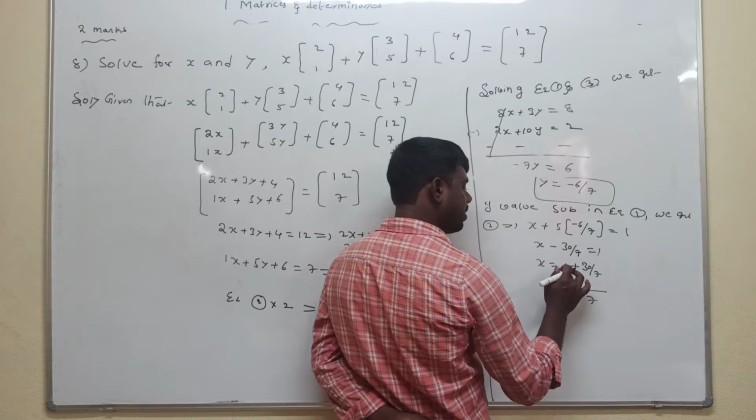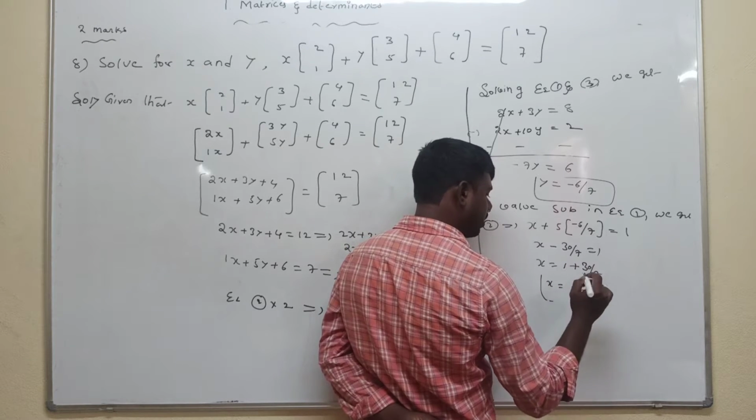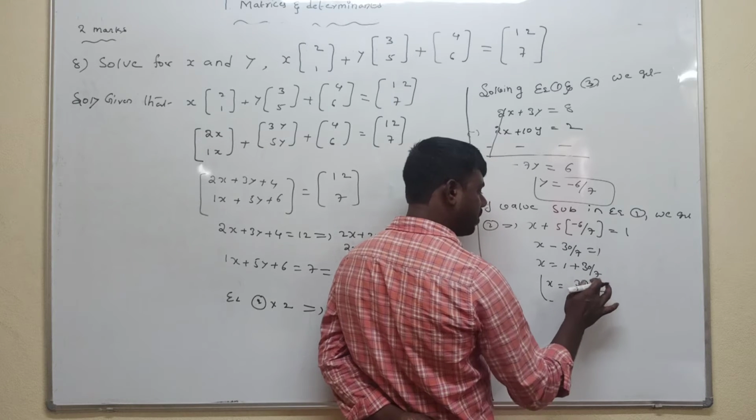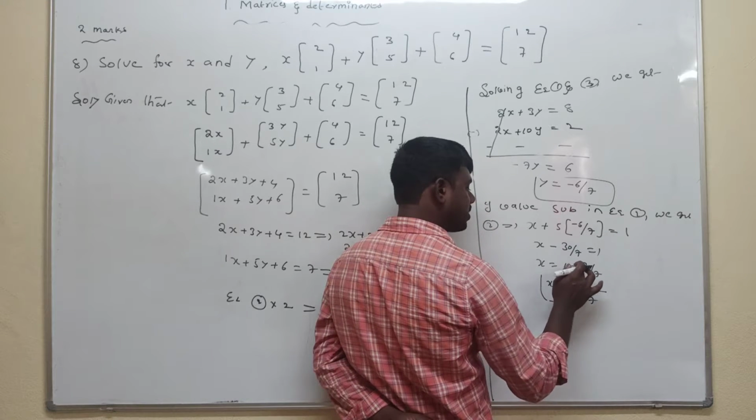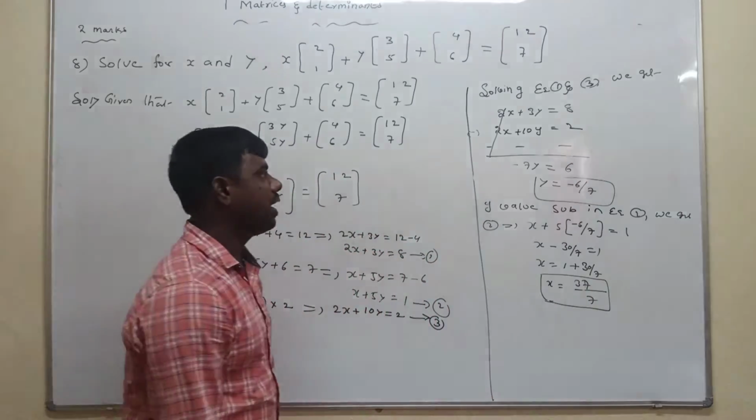7 into 1 is 7. 7 plus 30 is, not 30 by 7, 37. Because 7 into 1 is 7, 7 plus 30 is 37 by 7. This is the x value and the y value.